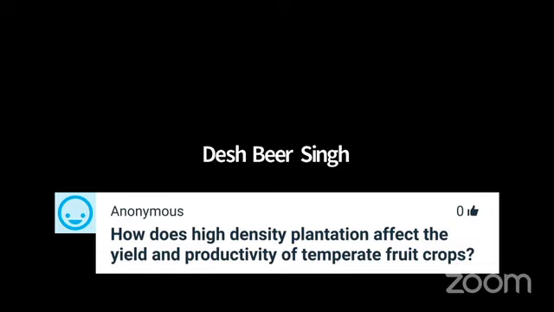Okay. And what are the recommended spacing and planting techniques for high density plantation of temperate fruits? Hello, can you hear me? Can you repeat this question? What are the recommended spacing and planting techniques for high density plantation of temperate fruits?